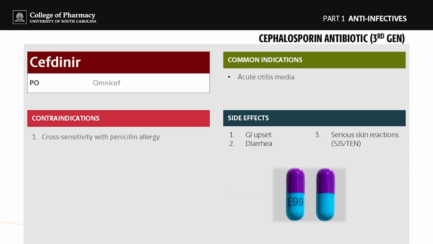The third generation cephalosporin antibiotic, the oral version is named Omnicef, CEF, and you see Cefdinir, get it? Cef. And it's used for otitis media, and it also has some of the similar side effects as the other two, first generation and second generation. It can cause stomach upset, diarrhea, serious skin reaction, and there again, it has a cross-sensitivity with penicillin allergies.